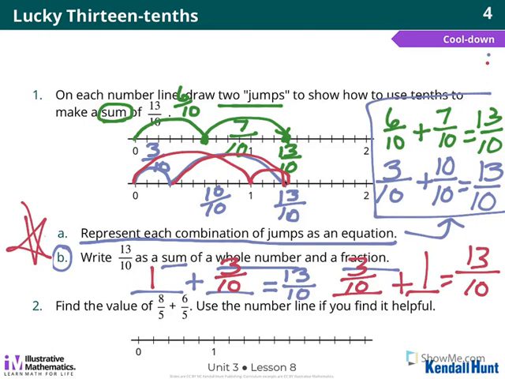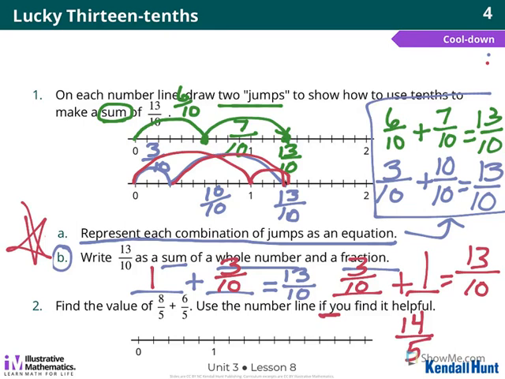Find the value of 8/5 plus 6/5. Use the number line if you find it helpful. So literally you could say, okay, what is 8 plus 6? 14. So you could literally just add it. You do not have to use the number line.